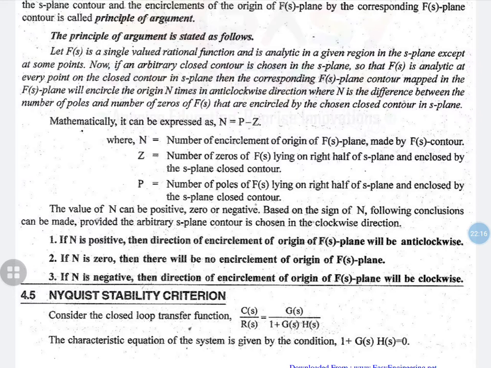So first you just learn this, and when we solve problems we will understand better. Here we are standardizing these six cases to a particular expression N. So N is equal to P minus Z, where N is the number of encirclements of the origin of the f(s)-plane made by the f(s) contour.